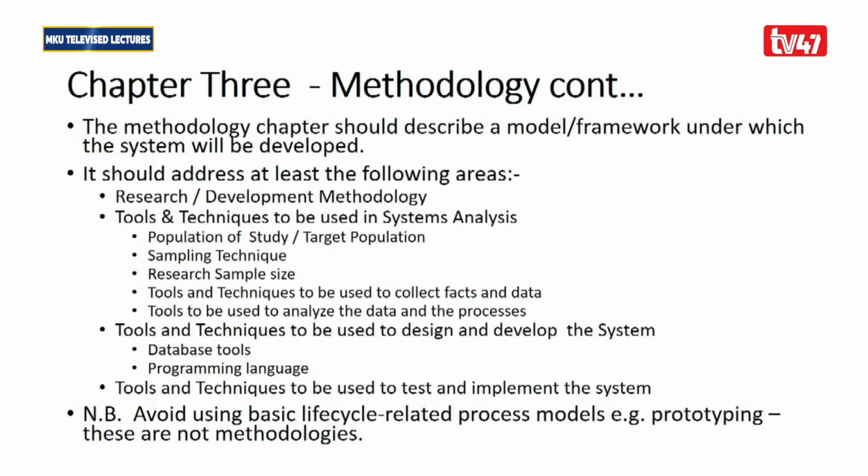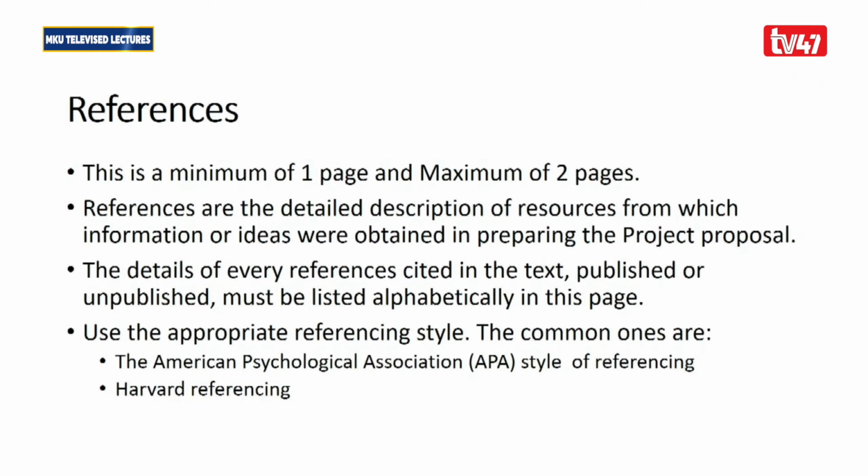Then the last bit of the proposal is the references. Now you have done some literature review, you've cited some other people's information. Where have you gotten the literature from? Where have you gotten this material from? This is the part that you need to mention in the references. And normally the references is usually 1 page to a maximum of 2 pages.